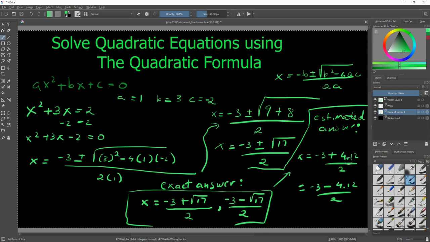So you take negative 3 plus 4.12, and then divided by 2, which comes out to be x is equal to 0.56. And then you do this here, negative 3 minus 4.12 is negative 7.12, divided by 2 is negative 3.56. Okay, these are your estimated answers. So they're both the same thing, okay? The estimated answers and the exact answers give you the same value, except this is not exact. It's kind of rounded, all right? So this is a long process. Make sure you follow it step by step to get the answer.